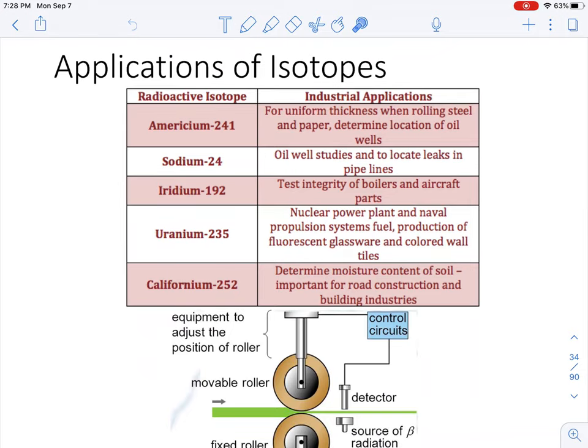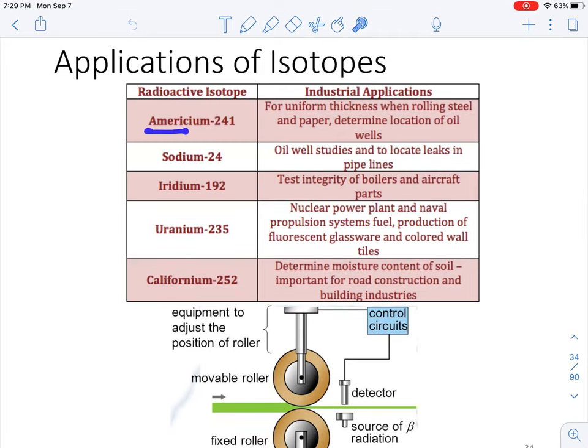So applications of isotopes in industry. For example, sodium-24, we can use it to perform oil well studies and locate leaks in the pipelines. Uranium-235, nuclear power plants. Californium-252, we can use it to help us determine the moisture content of soil. Americium-241, it'll help us determine the overall thickness of rolling steel.